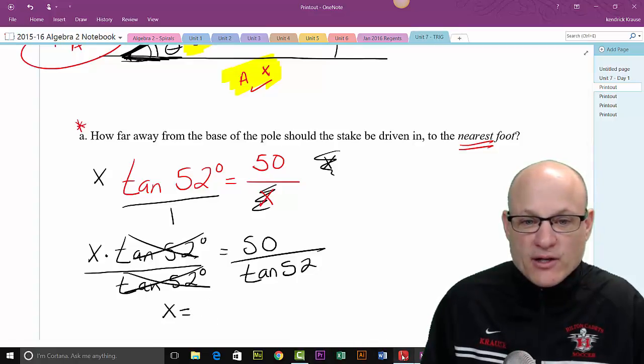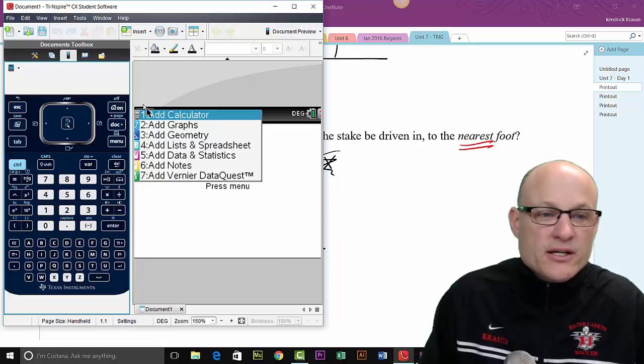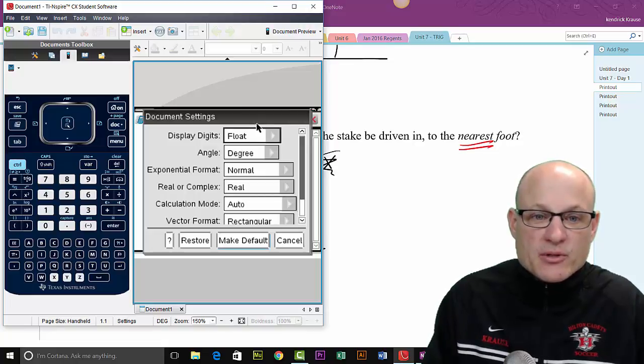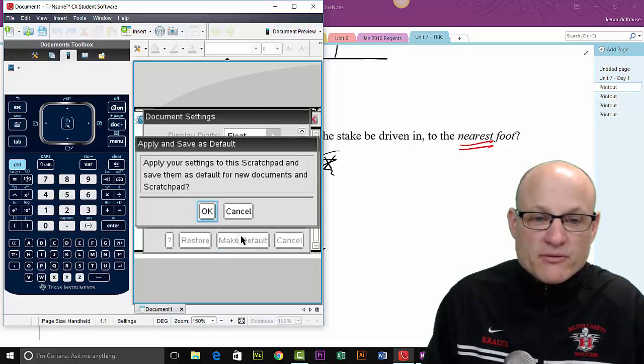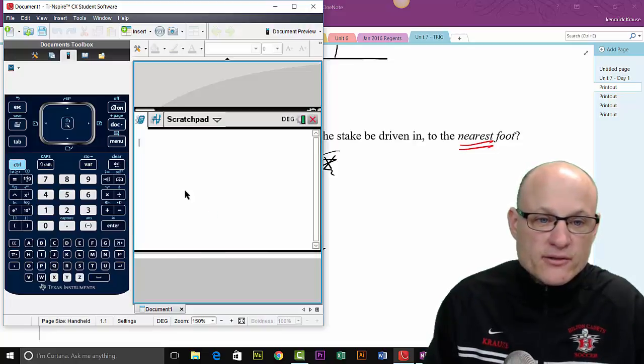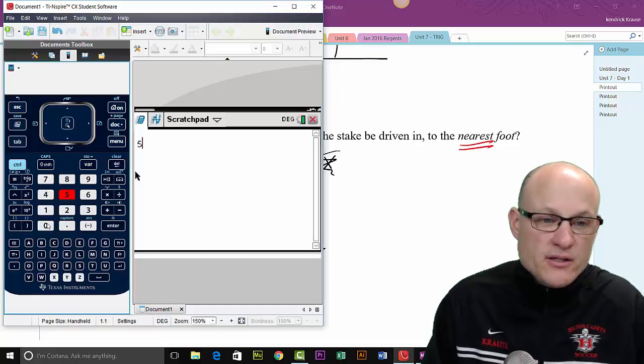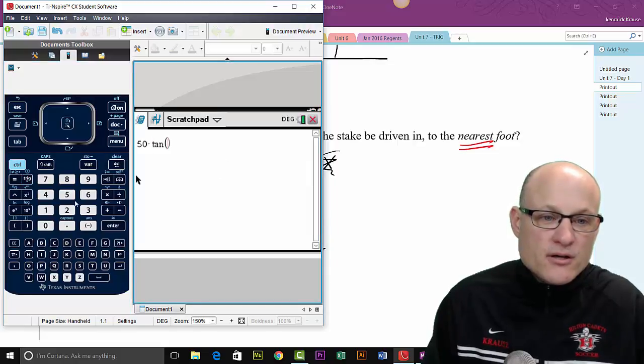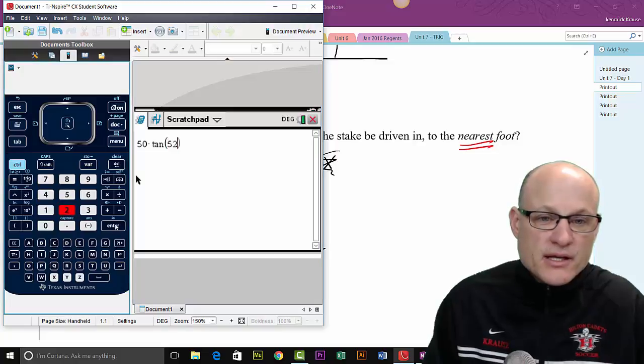Now I take my calculator out, and I'll do 50. Now I'm going to go to calculator mode. You have to make sure you're in degree mode. See this up here, degree mode. If you're not in degree mode, you click on it, go into document settings, click on this, go to degree, choose make default and choose yes. So I want to do 50 times tangent of 52 degrees, and I hit enter.